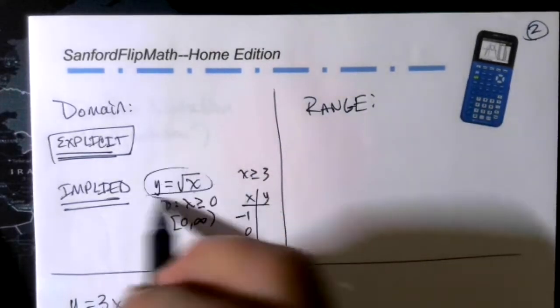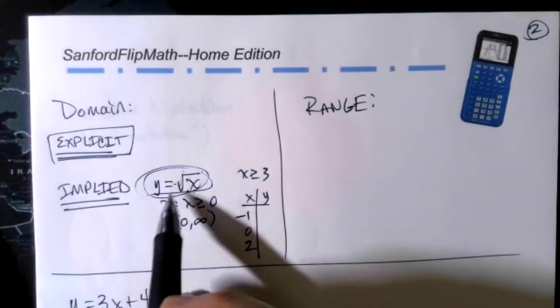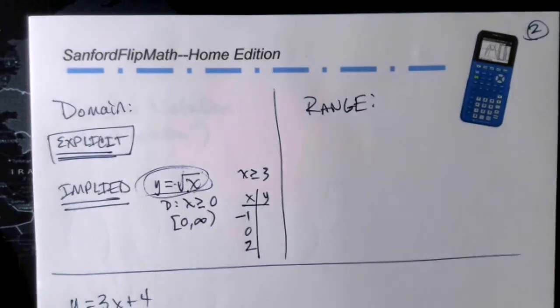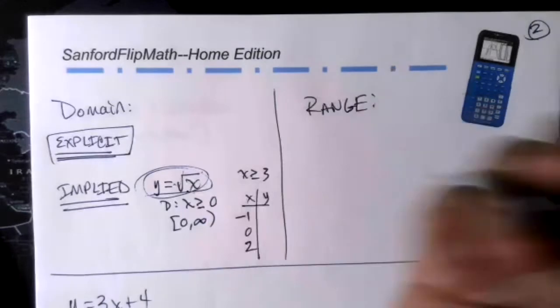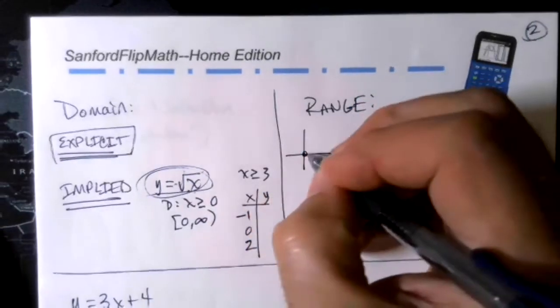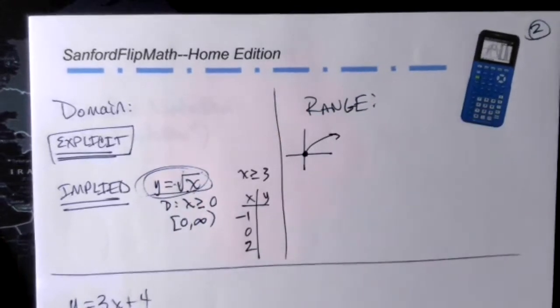Range is a little trickier because you have to know stuff about the function. For instance, I know that with this function I'm always going to get a positive answer unless there's a plus or a minus here. If there's a plus or minus here, then that's going to change things. Or I need to know about the shape of the graph. This particular graph is a parent function, a basic function, so it's going to look like this.